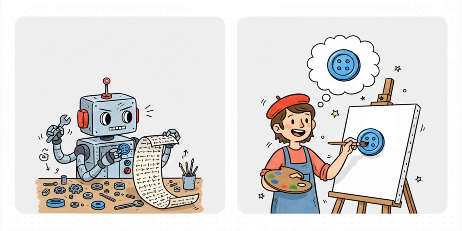And the difference here is huge. The old way, the imperative way, is giving a robot a super detailed step-by-step list of instructions. Create element, set text, set color. It's tedious. The React way, the declarative way, is just saying, hey, I want a blue button here. You describe the final result and let React, the expert, figure out all the little steps to make it happen.